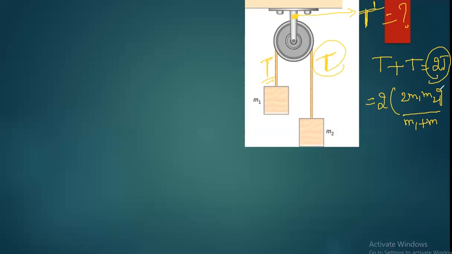This is our total tension at the pulley. Got it? m1 plus m2, 2 m1 m2 g by m1 plus m2. Tension at the pulley, that is 2 into 2, which becomes 4 m1 m2 g by m1 plus m2. This is our total tension at the pulley. Got it? Yes, very good.